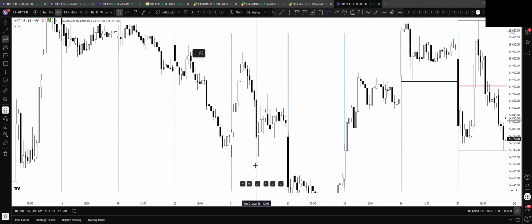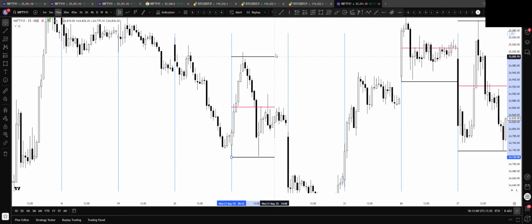Even over here, this is the low, this is the high of the day. And if you are using the magnet, just hold the shift and extend it.